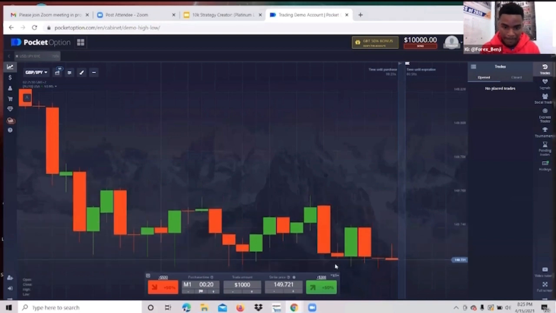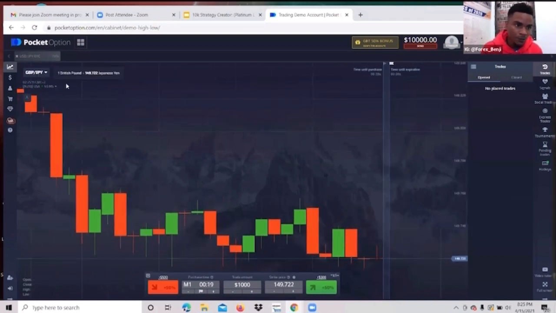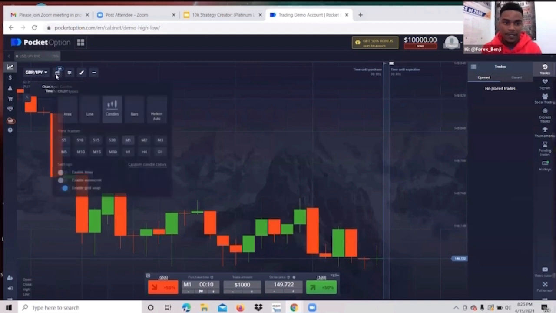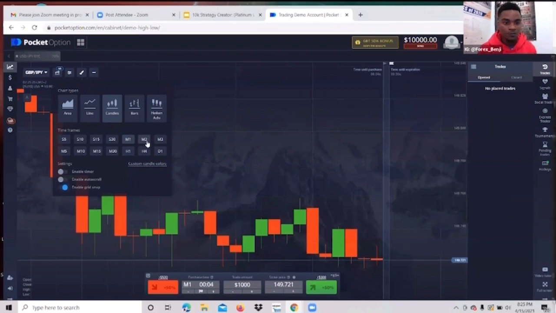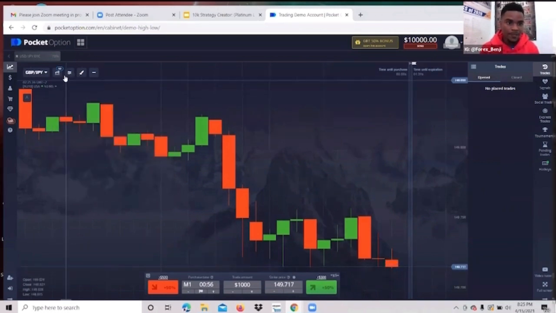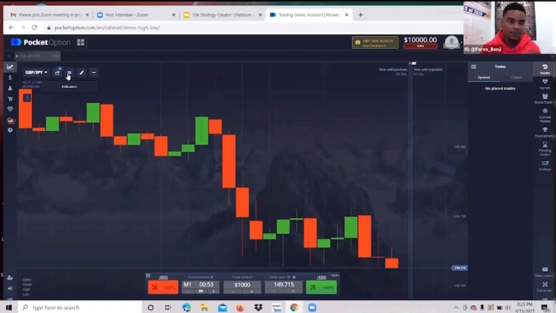All right. So first, we want to look over here where our currency pairs are. You should see GBP/JPY, or whatever pair you may have loaded up there. Next to that, you will have your candles, right? This will be showing the chart types, time frames, and the settings. You want to be on the 2-minute, 3-minute, or 5-minute time frame using this strategy. Have your chart types on candles, all right? Then there will be the indicators tab right beside it.